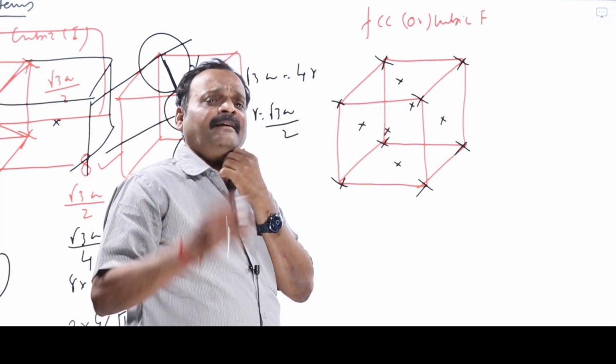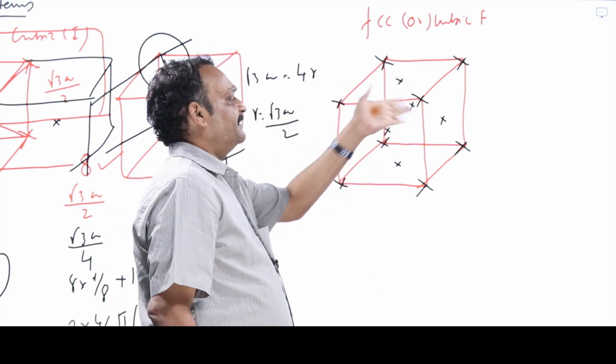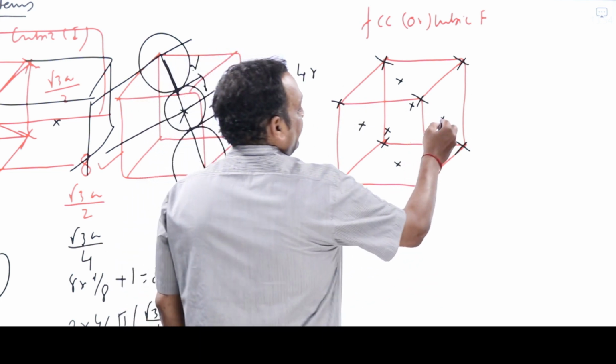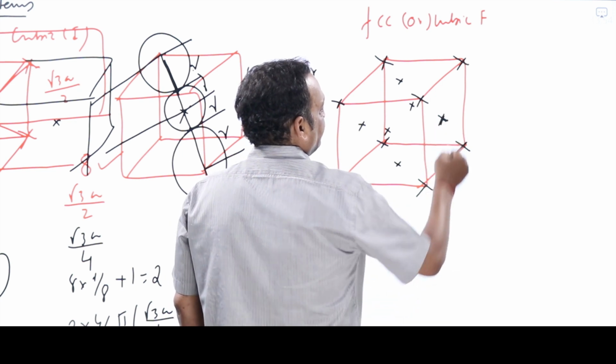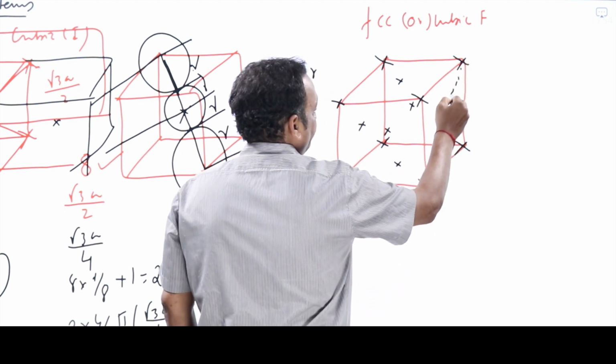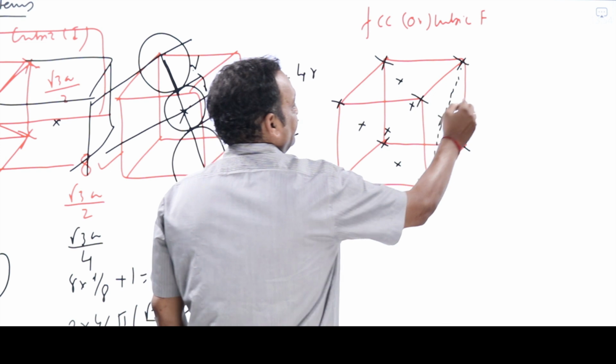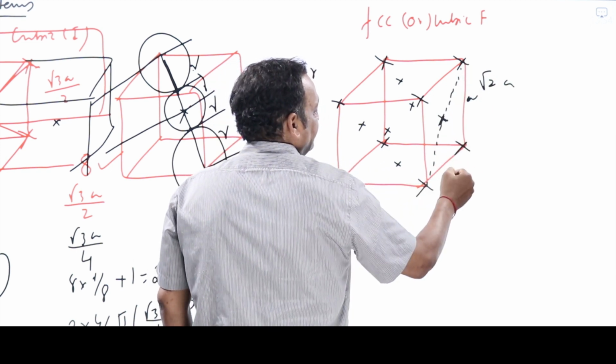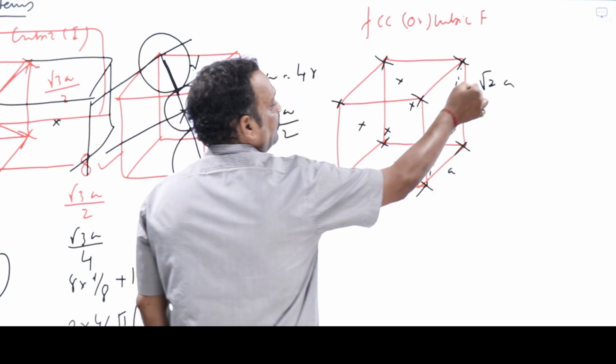How many faces will be there? 6 faces are there, so 6 face centric atoms will be there. Now look at this face centric atom. What is the total length of the face diagonal? We have seen that it is equal to root 2a, because this is a and this is a, so the length of the face diagonal is root 2a.